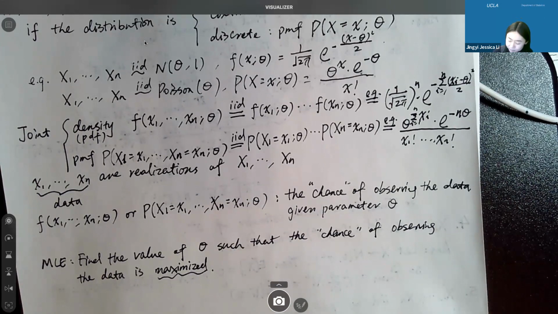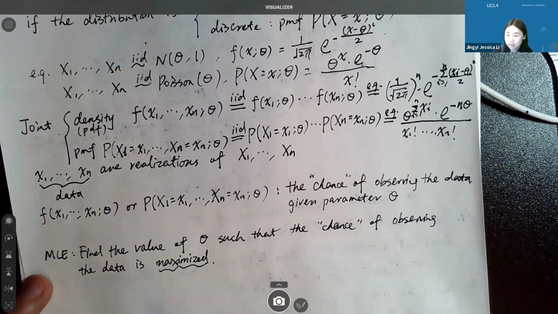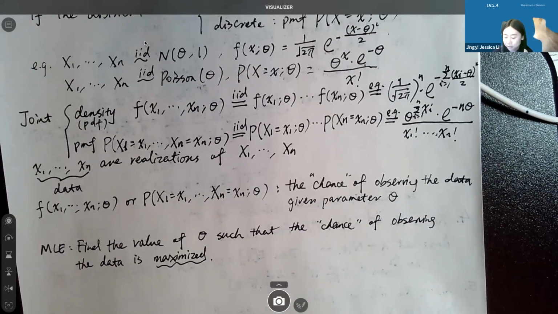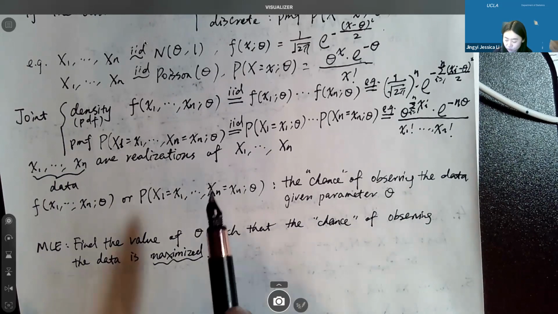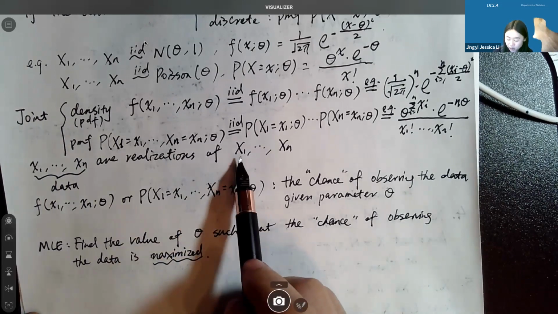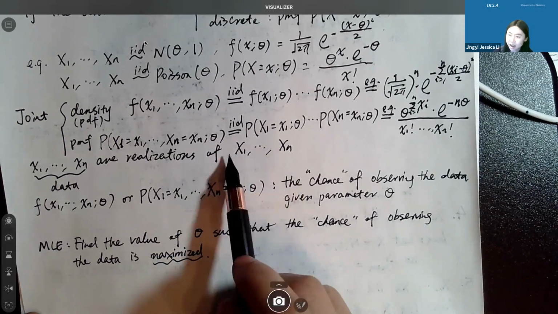Okay, so based on this goal, do we have any question about this goal before I continue? This is the key to understand what MLE means. It means to find the parameter value so that we have the best chance of observing our data, the realizations, small x1 to small xn as realizations of big X1 to big Xn. So capitalized notations for random variables, lowercase notations for the realizations, our actual data.